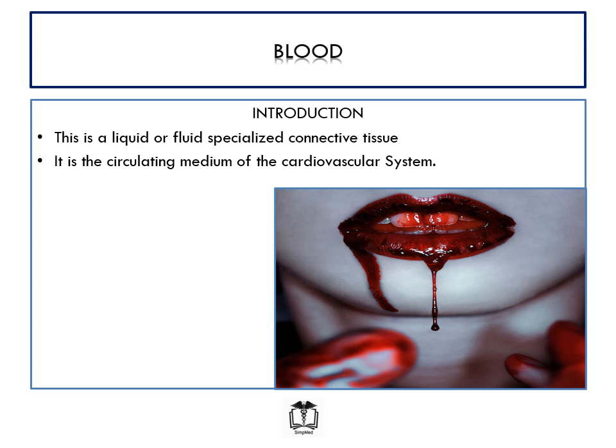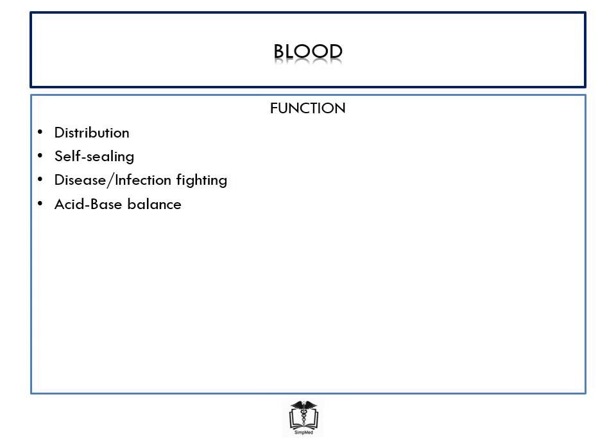Starting off with blood. Blood is a liquid or fluid specialized connective tissue. It is found within the cardiovascular system and it's a circulating medium within the cardiovascular system. It's pumped by the heart and circulated around the body by vessels. And its particular function is in the delivery of different substances or molecules within the entire body. So the functions of blood include distribution, self-sealing, disease and infection fighting, and acid-base balance.